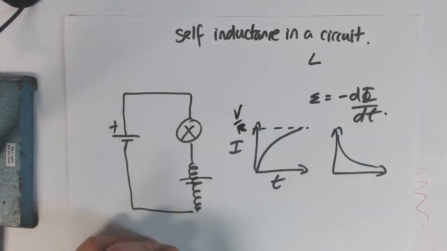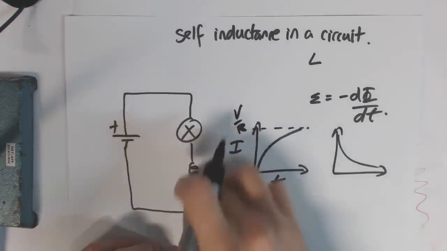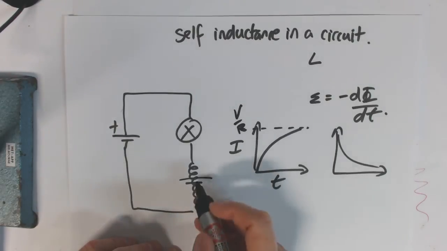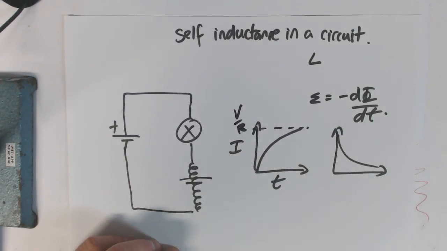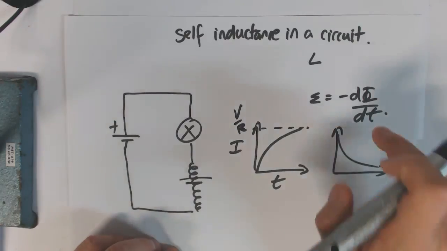But it can't immediately get to that point, because as the current tries to rise to that point, this little baby, this coil, produces its own voltage to oppose the flux change.